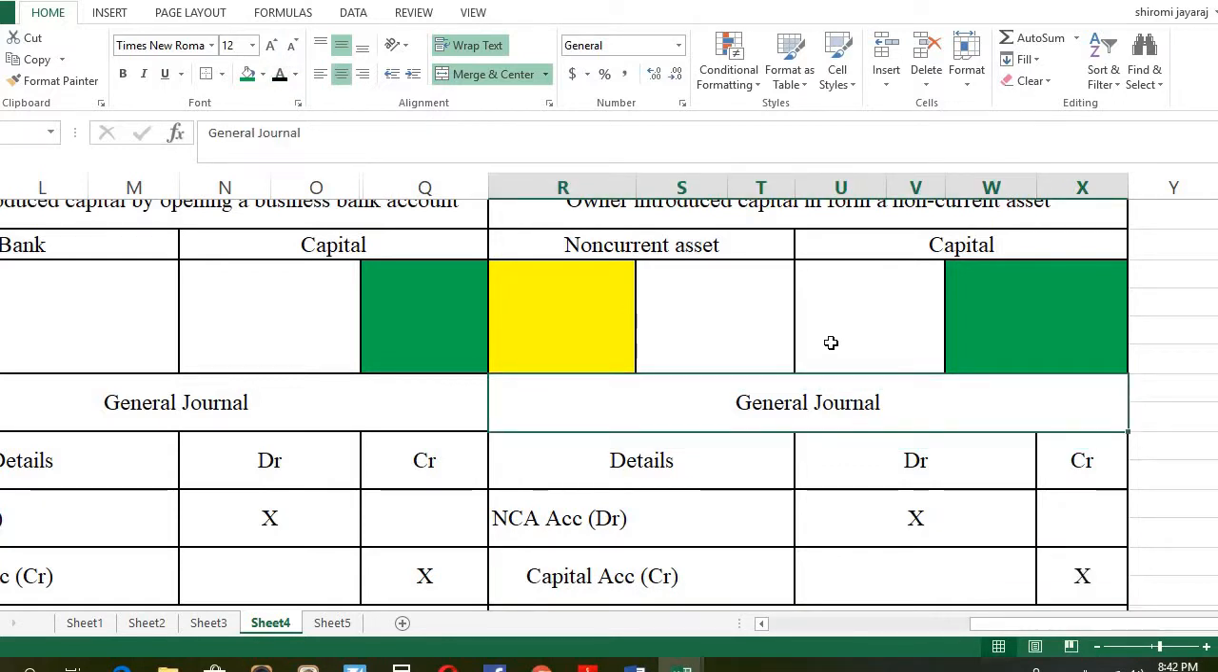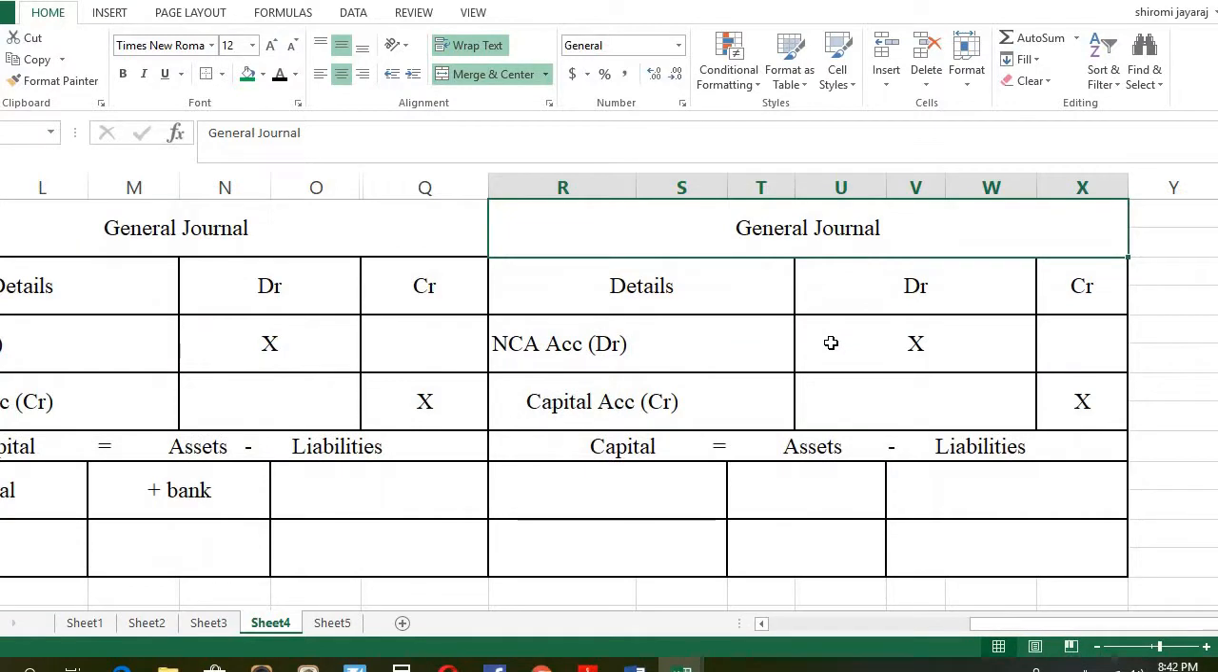Hope it's clear. How are we going to show the impact in the accounting equation? Of course, there will be an impact in capital, and non-current asset belongs to the category of assets. Therefore, plus NC.